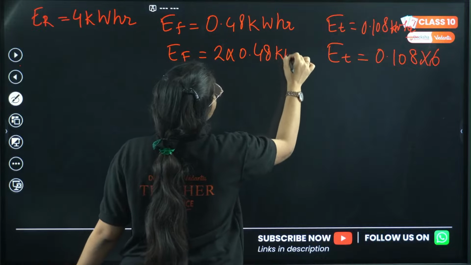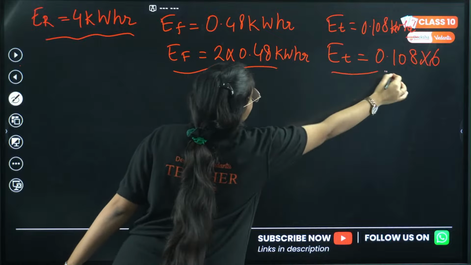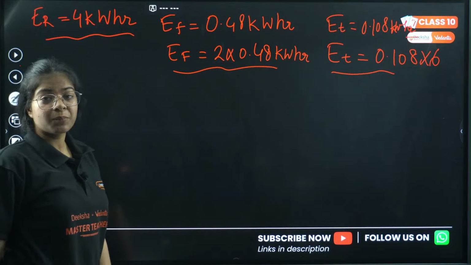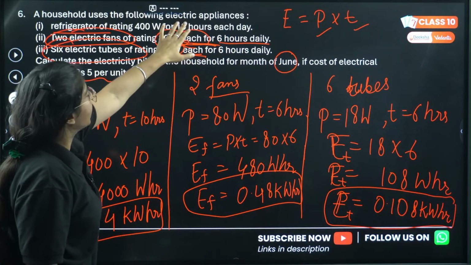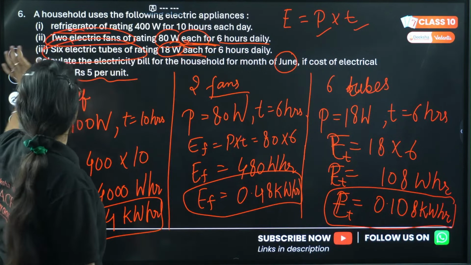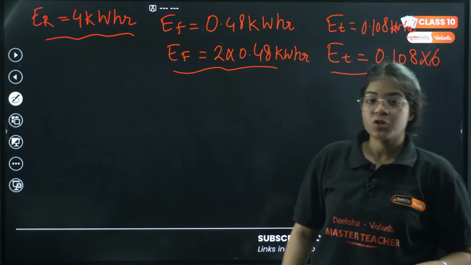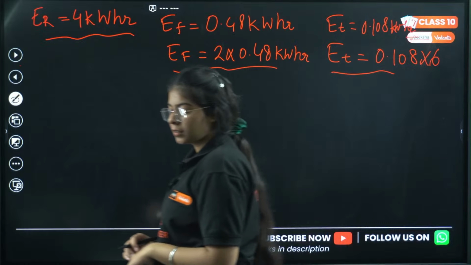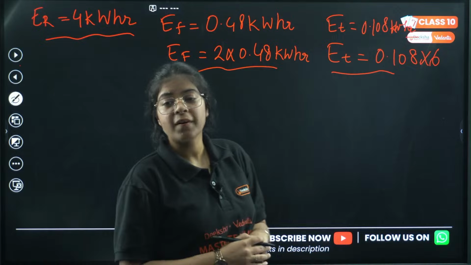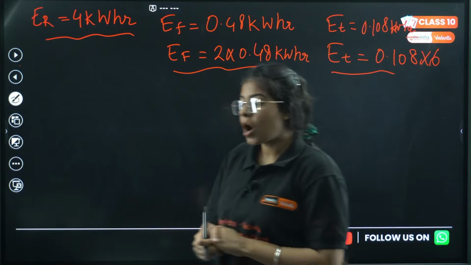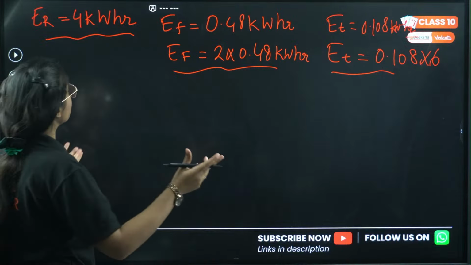Now this is the total energy these 3 appliances are using in one single day. It's for 10 hours, 6 hours, 6 hours, one single day. But we need it for the month of June, correct? So how many days are in June? We have 30 days in June.